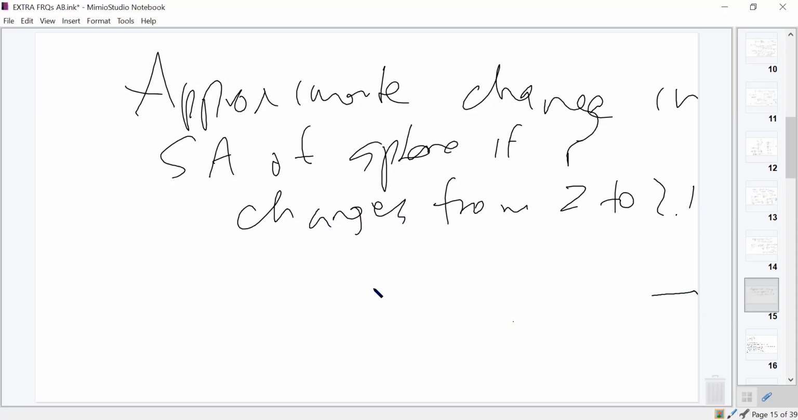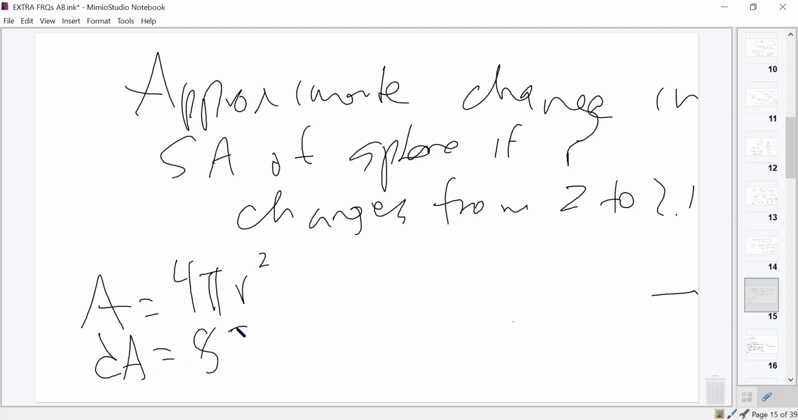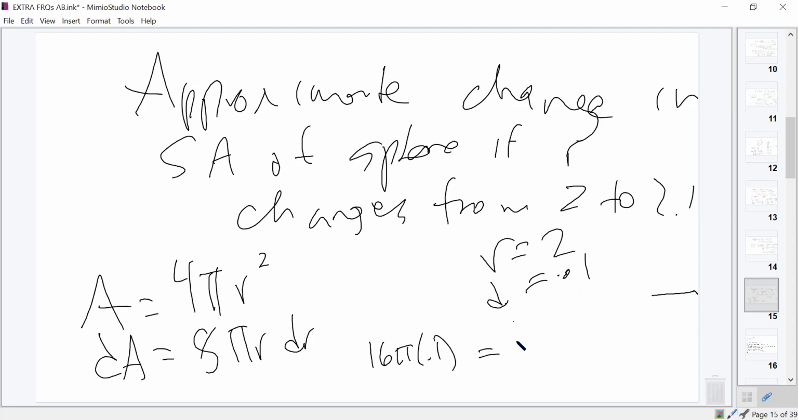surface area of a sphere, change in surface area ought to be 8 pi r dr. R is 2, dr is 0.1. So just plug it in, 16 pi times 0.1, or 1.6 pi. That's another way you might see it. Thank you. Yep.